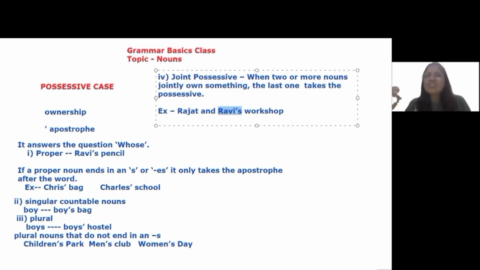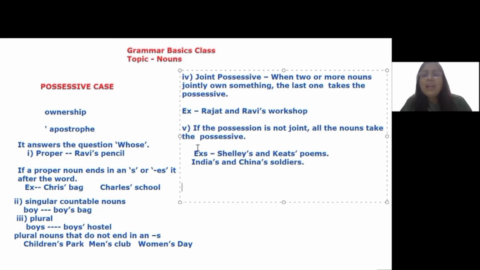And now you think, oh yes, I've mastered grammar and I cannot make a mistake, when the grammar paper setter thinks something even more vicious and gives you this. If two nouns or two people do not own something jointly, then both the nouns or all of the nouns will get the possessive case.